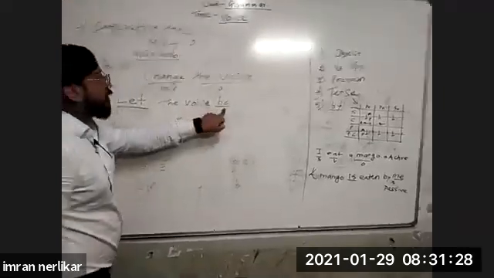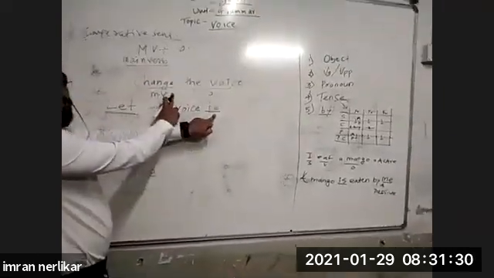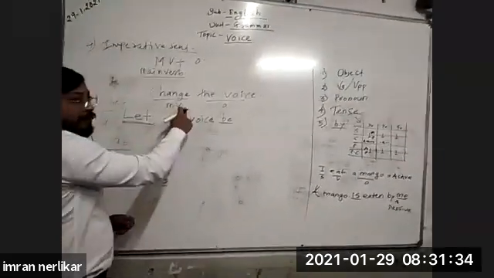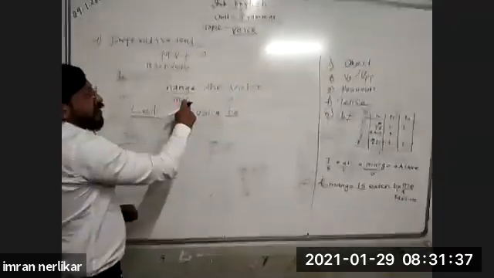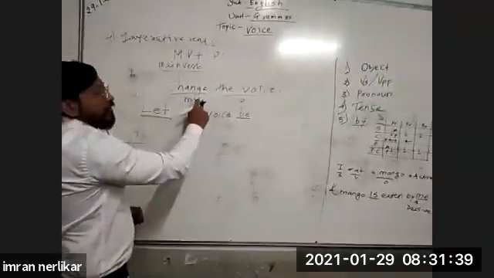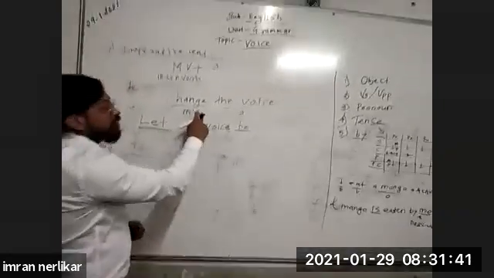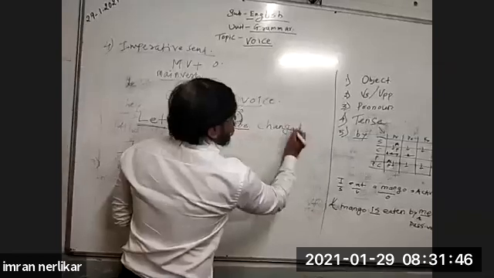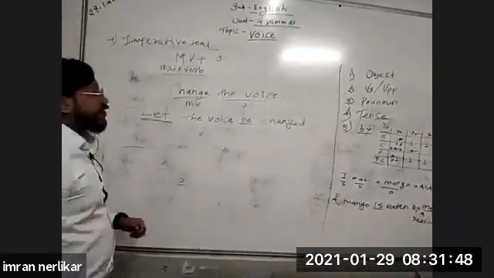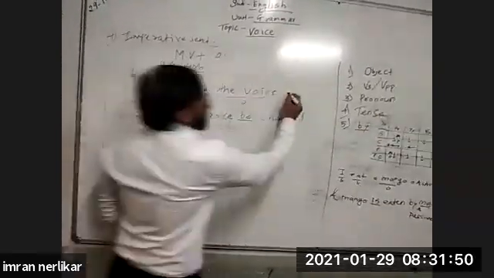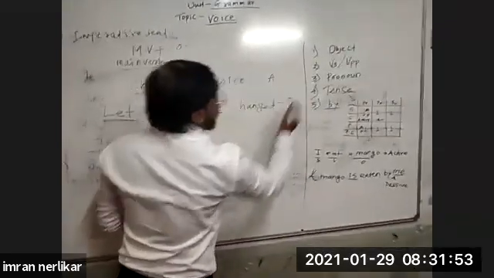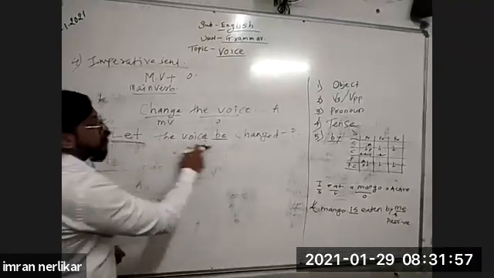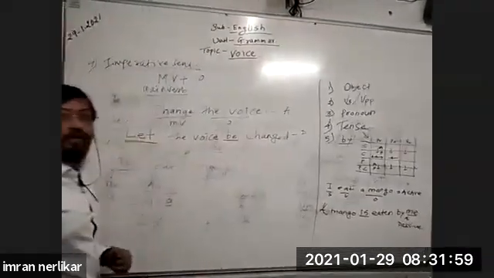Let the voice be. Then the third form of the main verb which is given here. The main verb given here is change. The third form, V3, of this verb is C-H-A-N-G-E-D, changed. This is active, this is passive. The passive form of this sentence is "Let the voice be changed." I hope you have understood.